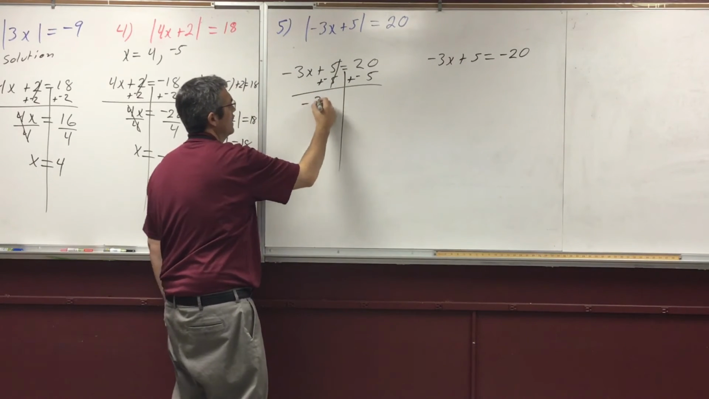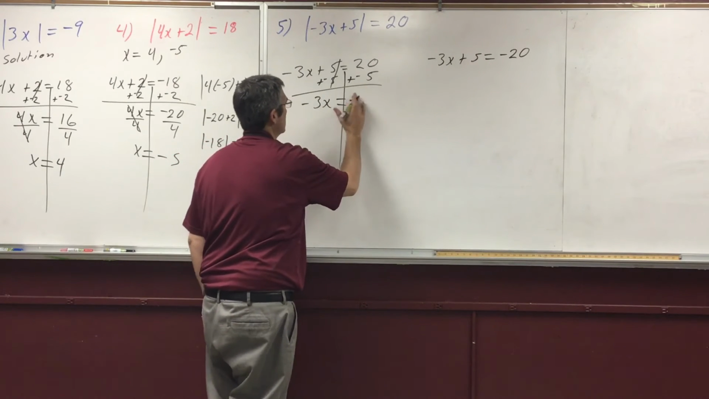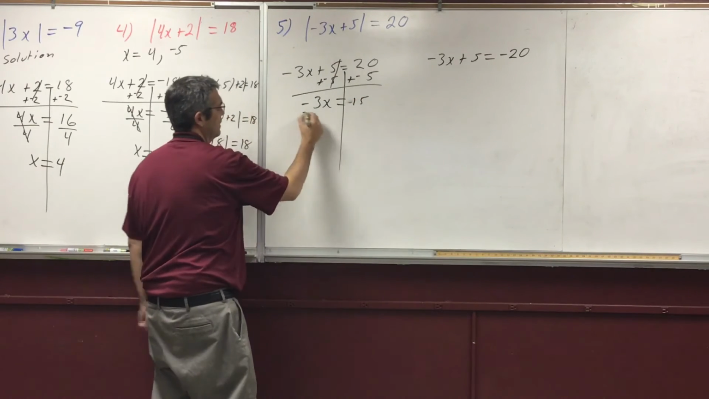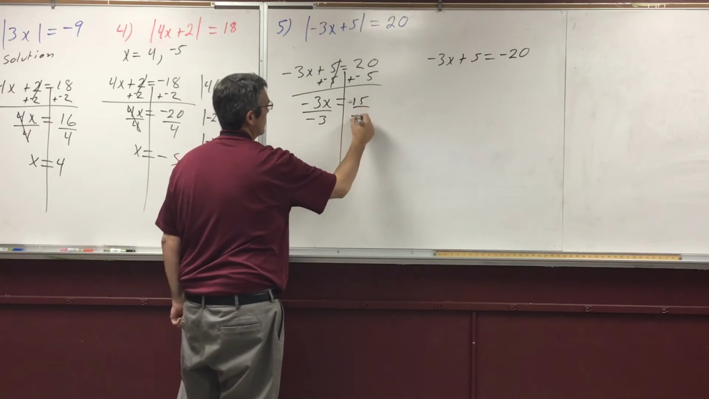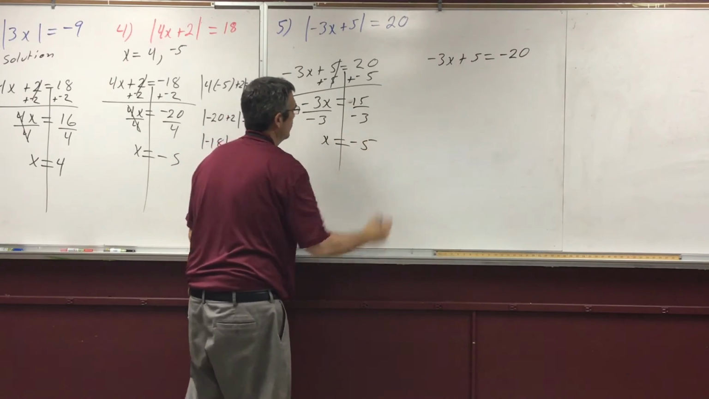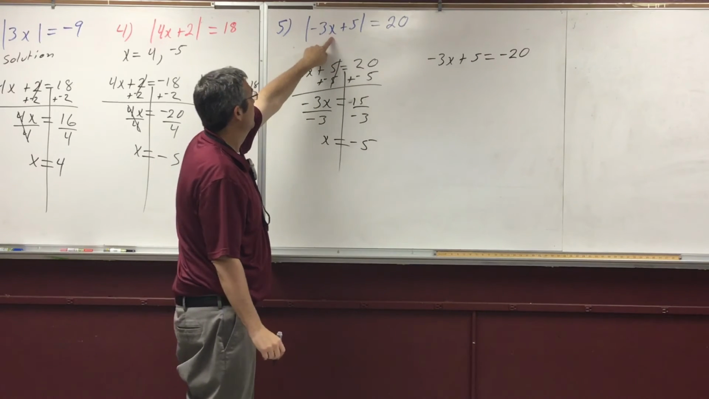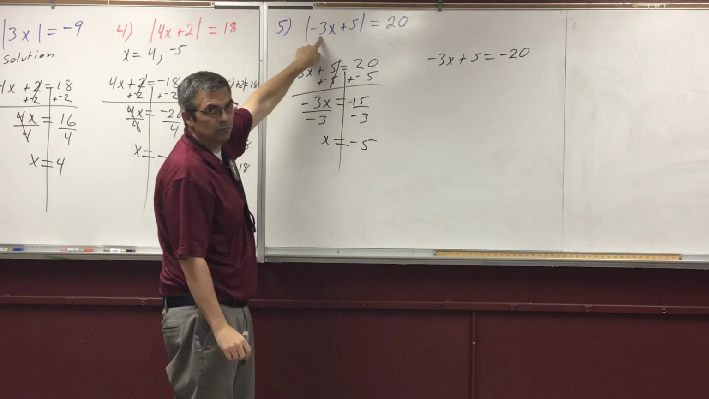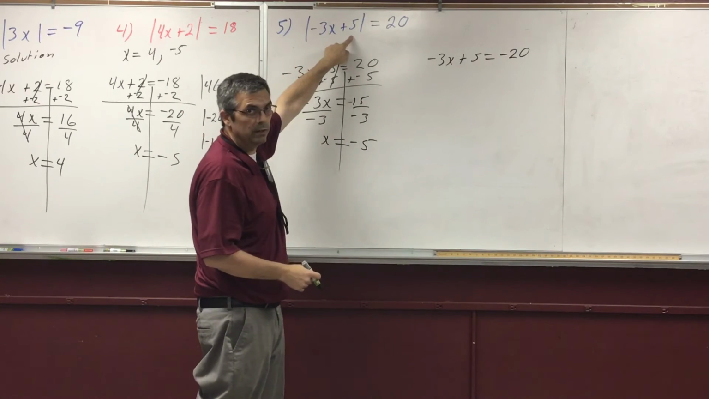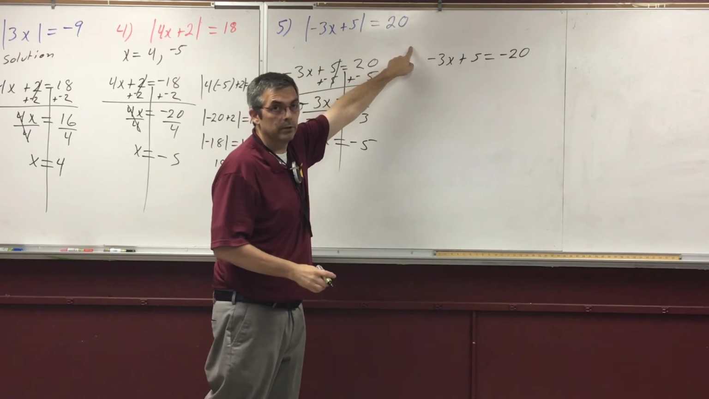Cancels out. -3x equals positive 15. Divide. x equals -5. Okay? Take that number, substitute it back in. -5 times -3 gets you 15. Negative times a negative gets you positive. 15 plus 5 gets you 20. Take the absolute value of 20. 20 equals 20. We're good.